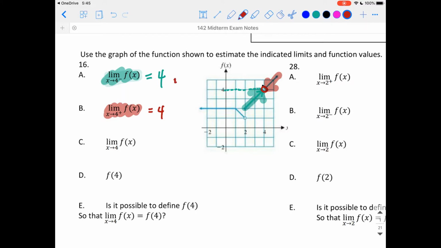And because these two are the same, maybe I should do it in a different color. Because these two are the same answer, then the limit of the function f of x as x approaches 4 is going to be 4.